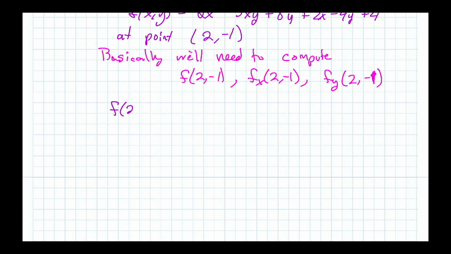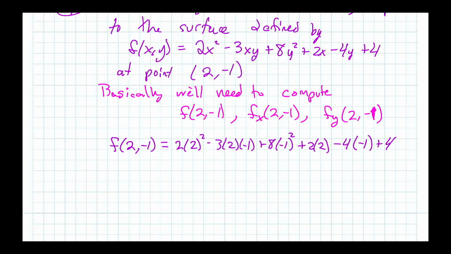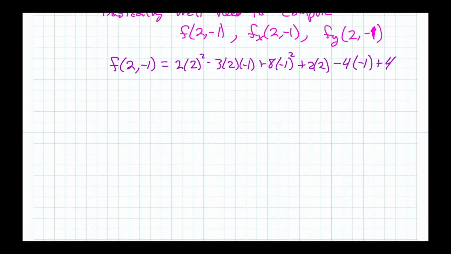So f of 2, negative 1, there's no derivatives there. We're just plugging that back into the original function. So you plug 2 comma negative 1 in here. So you have 2 squared minus 3 times 2 times negative 1 plus 8 negative 1 squared plus 2. Wait, why is that right? Hold on. Yeah, I guess it's right. Minus 4y, y is negative 1, plus 4. Okay, so we just work this out. We're going to get a number.